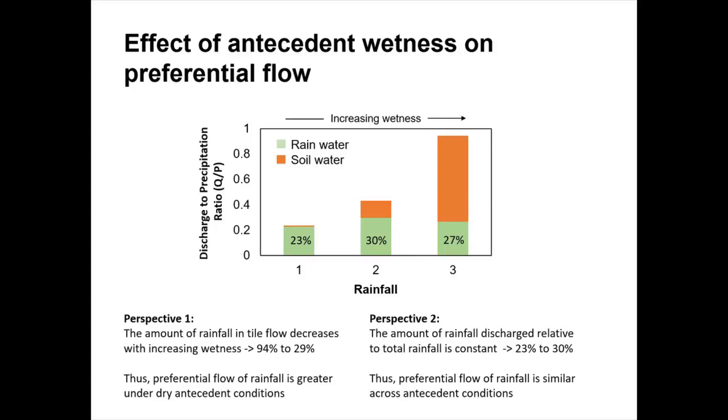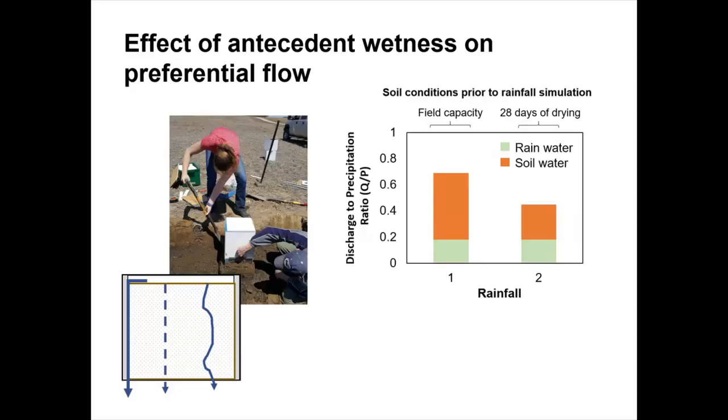What changed was the amount of soil water, essentially, we were mobilizing. So this perspective 1 is like a dilution effect, because we're just diluting the amount of rainfall with more water from the soil, whereas the second perspective is looking at it from a total amount.